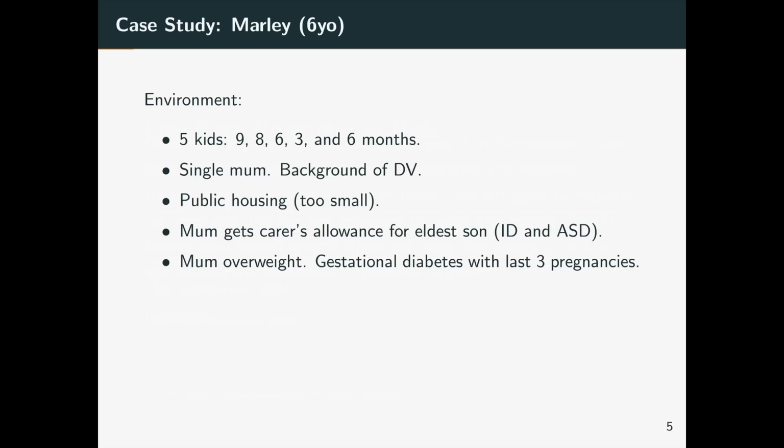So I'm going to meet Marley. And we get a bit more information. Marley's one of 5 kids. There's a single-parent household and there's a background of domestic violence. They're in public housing and the house is too small for a family of 6. Mum gets carer's allowance for the eldest son who has an intellectual disability and autism. Mum's overweight and had gestational diabetes with the last 3 of her pregnancies. Okay?